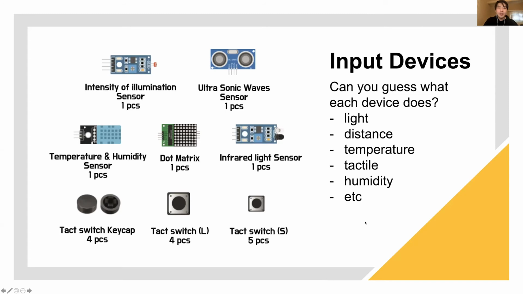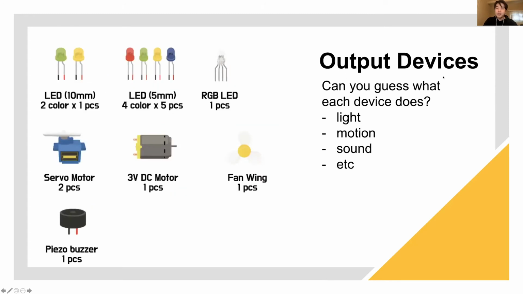Okay, moving on. Output devices. Like input devices, there are output devices that can generate light. Well, we cannot generate light in a way, even though there's infrared. Motion, our muscles can do motion, but we have motors that can do it. Sound, well, there's a buzzer that makes sound, and so on. So the output devices and input devices try to mimic us, except they can be better than us in a way. But anyway, moving on to the next.